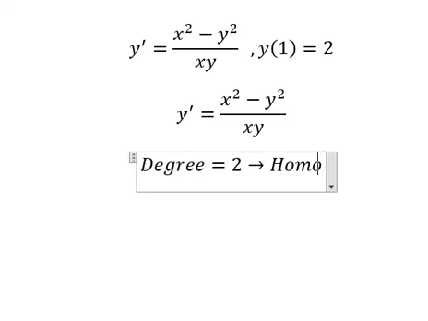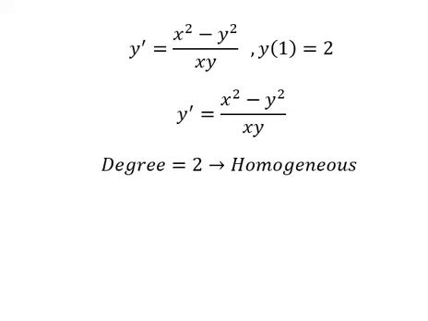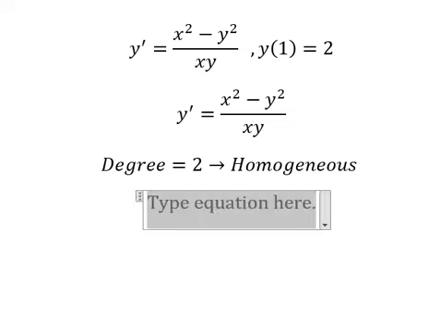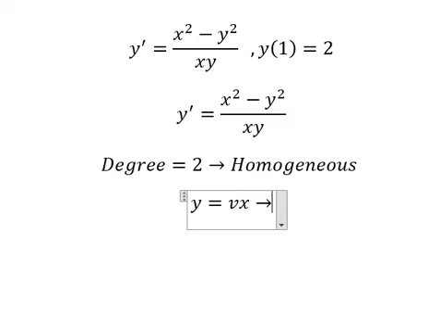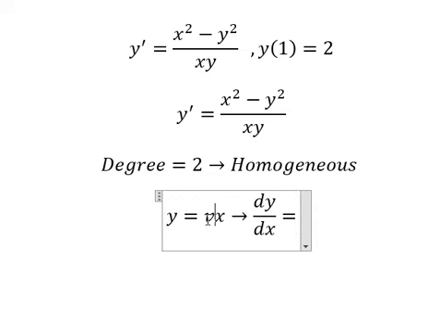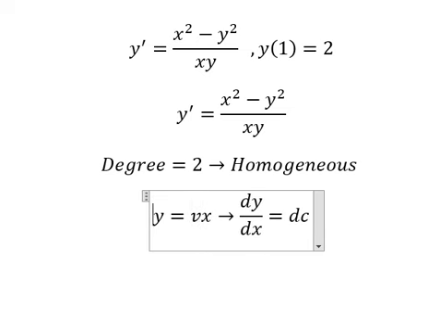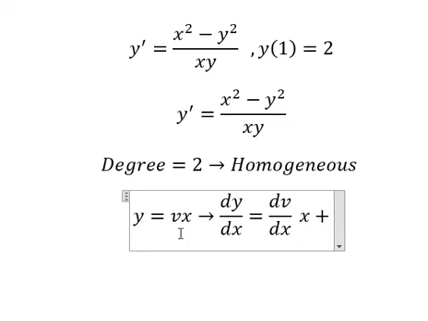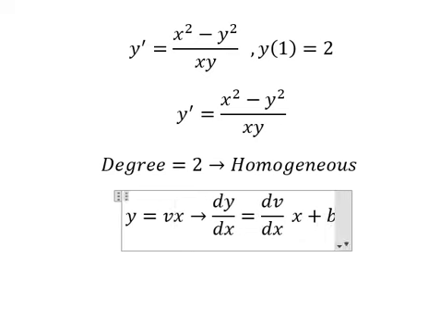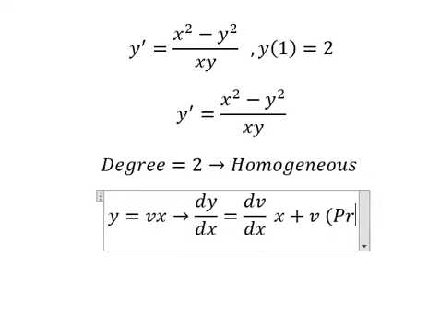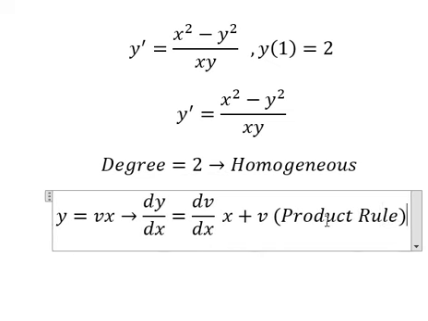this is about homogeneous, and I will put y equals vx. Later we need to do the first derivative for both sides. This one we have number 1, so we have dv over dx multiplied by x. This one we have number 1, so we just have only v. And this is about the product rule of derivative.